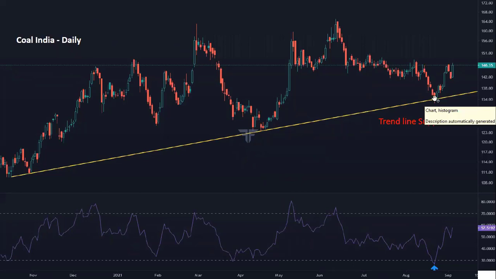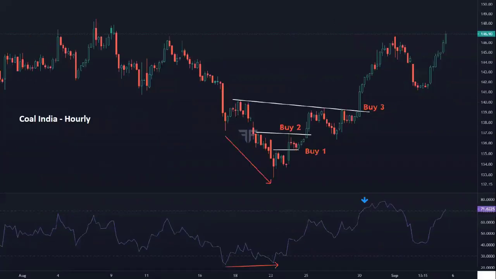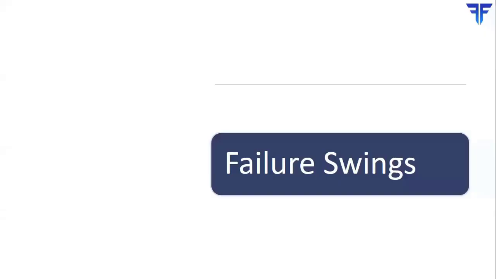So that is how you can use dual time frames: the larger time frame to identify in which direction you should be taking the trade, and the shorter time frame to identify where to enter the trade and what should be your stop loss for the trade. So that was about bullish and bearish divergence.